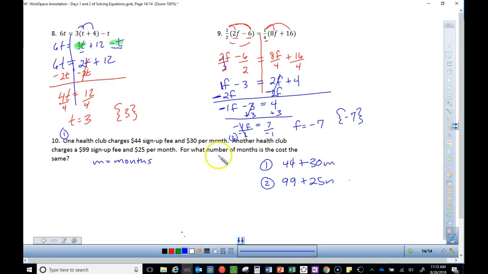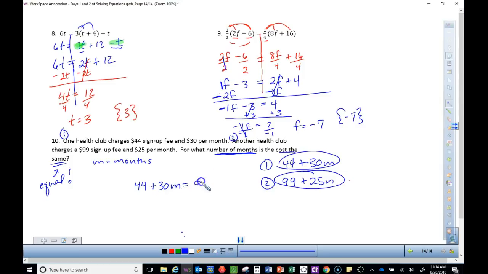And they want to know what number of months, in other words M, is the cost the same. Same means equal. So we can make these two things equal to each other, and then we can solve for M and find out how many months it was. So when will club 1, 44 plus 30M, equal club 2, which is 99 plus 25M? That should have been an M.